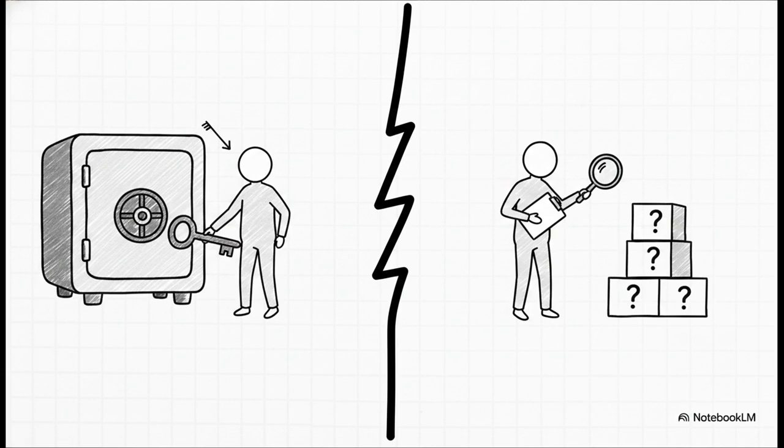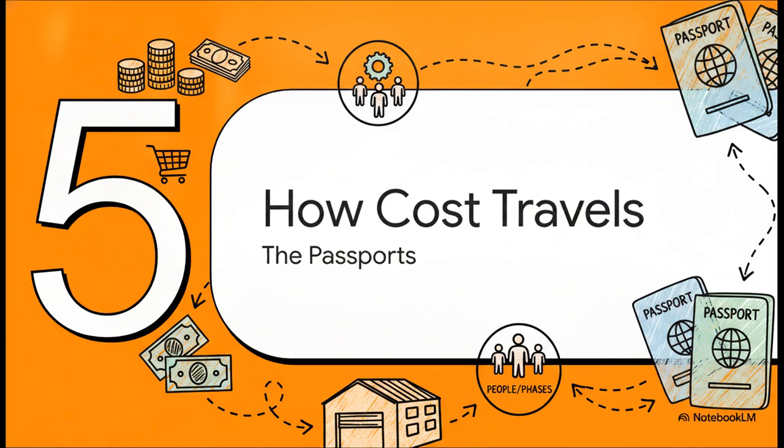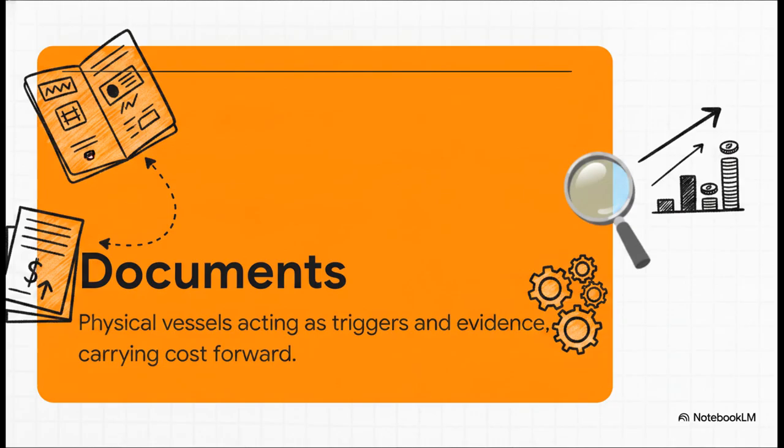And that doesn't work. And lastly, part 5, how cost actually travels, also known as the passports. So we've talked about the phases and the people. Finally, let's look at the passports required to cross these department borders. And those passports? They're documents. Now, documents are not just boring administrative paperwork.